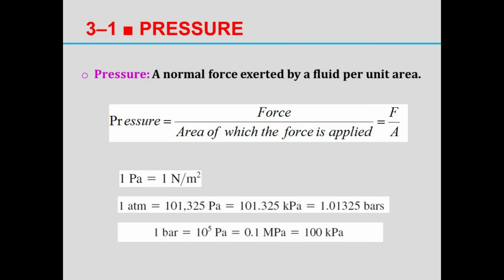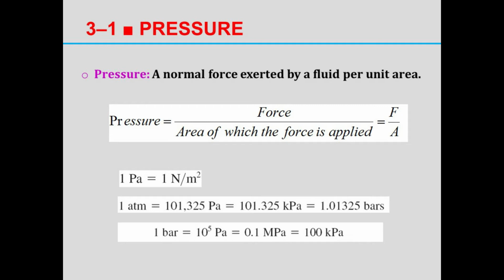Okay, we start with what is pressure. Pressure is the normal force exerted by a fluid at rest per unit area. Pressure equals force per area, or P equals F over A. The unit for pressure is the Pascal. 1 Pascal equals 1 Newton per square meter. Like other SI units, pressure also uses the normal multipliers, kilo, mega, and others.